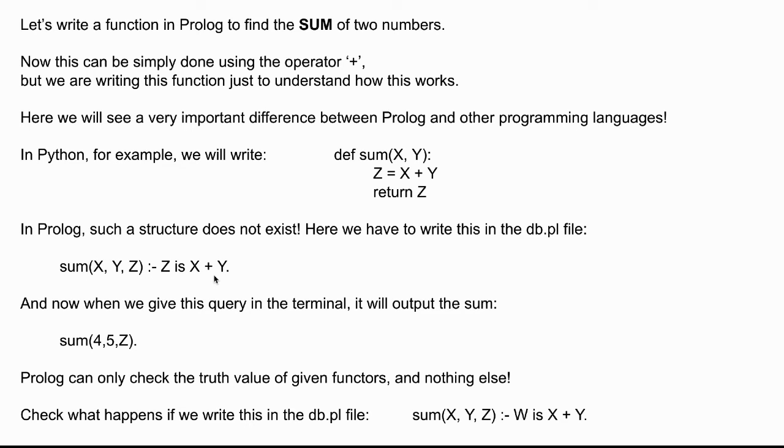So when you run this program in your terminal, you give this query sum of 4 5 z. It will check whether the right hand side is true or not. Now in the right hand side, x is 4, y is 5, so they are assigned. So it will find the value of z for which this can be made true, and if it can find such a value, it will assign that value to z. After searching, it finds that z equal to 9 does the job, so it will assign that 9 to z, and then that will become true.